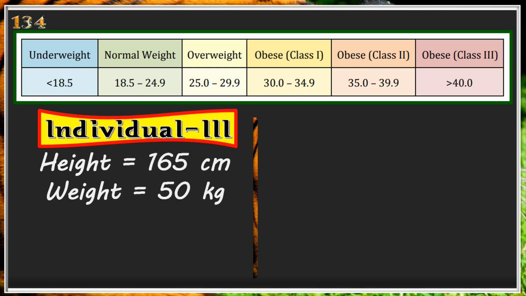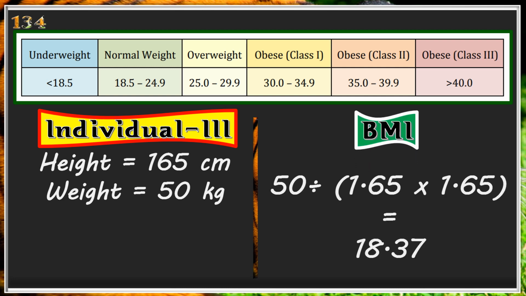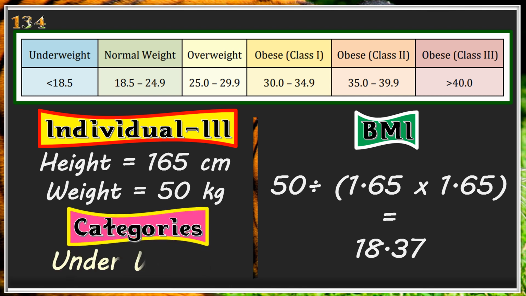Individual 3 has a height of 165 centimeters and a weight of 50 kilograms. Body mass index will be 50 divided by 1.65 multiplied by 1.65, giving us 18.37. So the category is underweight.